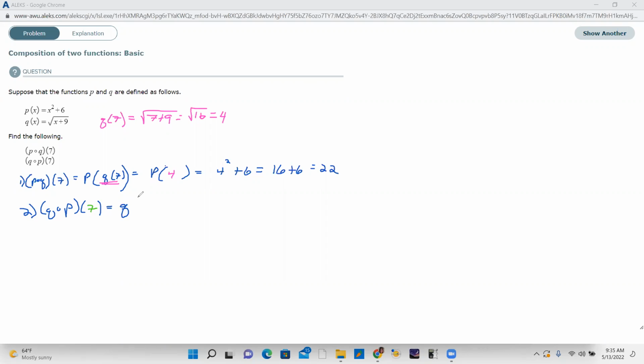is now Q of P of 7. All right, so that means put P of 7 into Q. So what is P of 7? It's 7 squared plus 6, 49 plus 6, or 55.